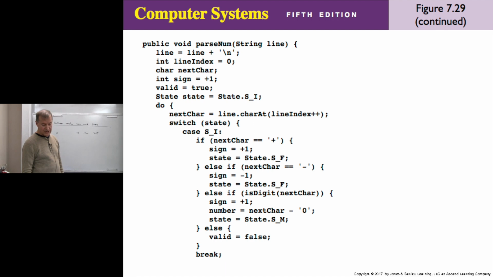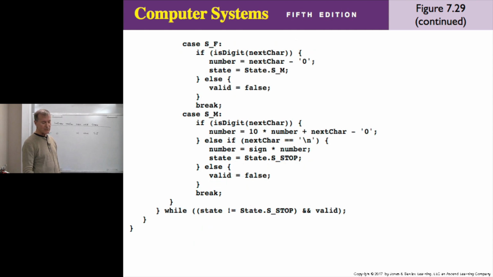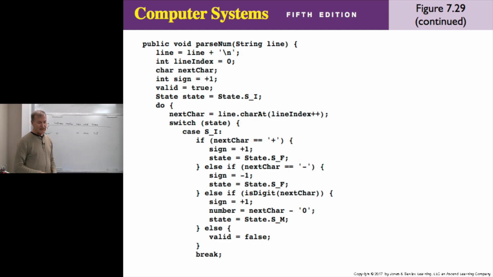Do, and where is the test for a do loop? At the top or the bottom? So let's go to the bottom. Boom. Do you see what it is? While state is not equal to state.s underscore stop and valid. But we'll get there. Okay. So now let's take it from the top. So do, the test is at the bottom, so we don't do the test.